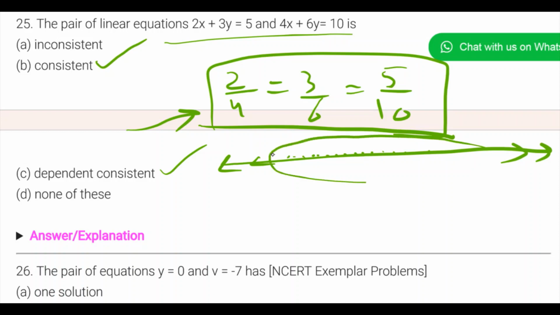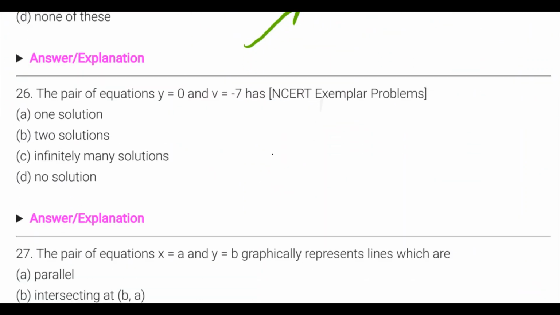These infinitely many solutions depend upon the value of x. So they always depend upon the dependent variable. So in mathematics, always the dependent variable is x. So it is called the dependent consistent. That's not required as of now.